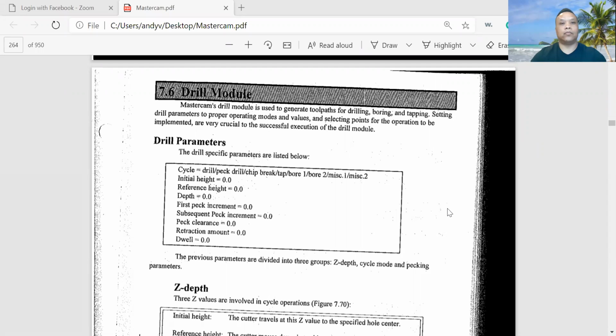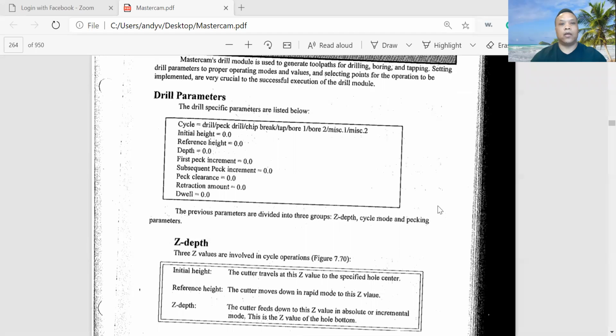Drill module. The Mastercam drill module is used to generate toolpaths for drilling, boring, and tapping. Setting the drill parameters, the proper operating mode and values, and selecting points for the operation are very crucial to the successful execution of the drill module.